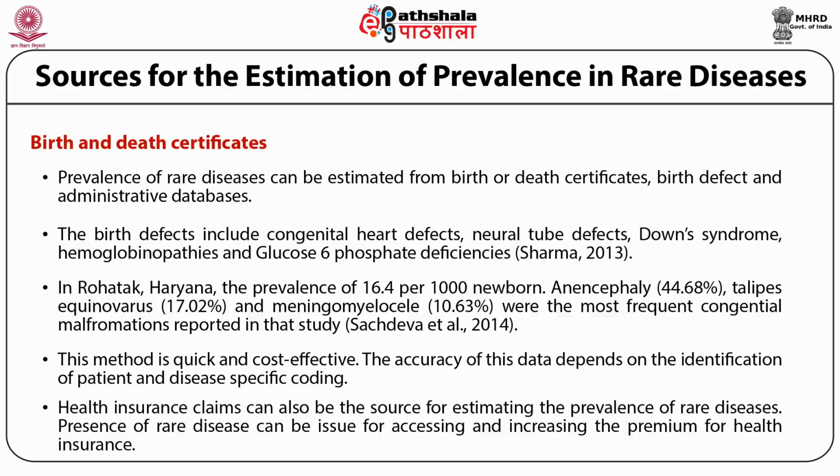Presence of rare disease can be an issue for accessing and increasing the premium for health insurance. Gross and co-workers in 2014 have reported 0.3 prevalence of hereditary hemorrhagic telangiectasia, which is characterized by the development of vascular malformation with direct artery to vein connection and loss of intervening capillaries, per 10,000 persons using United States health insurance data.